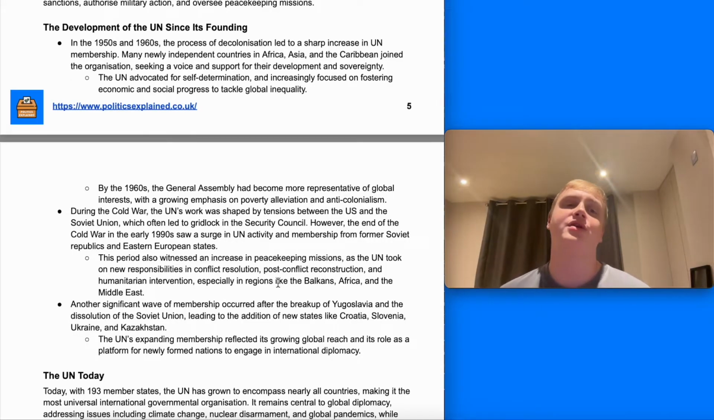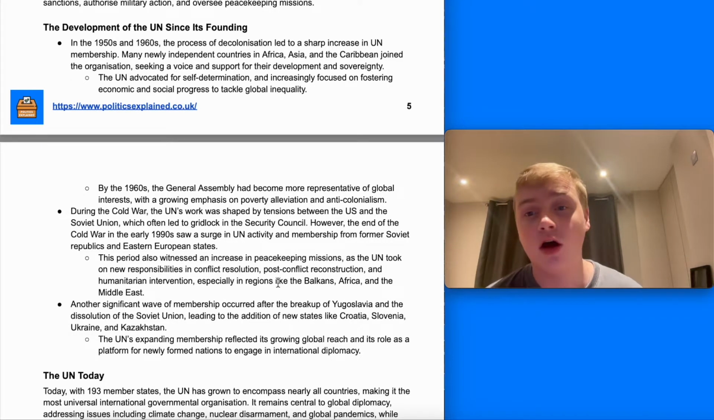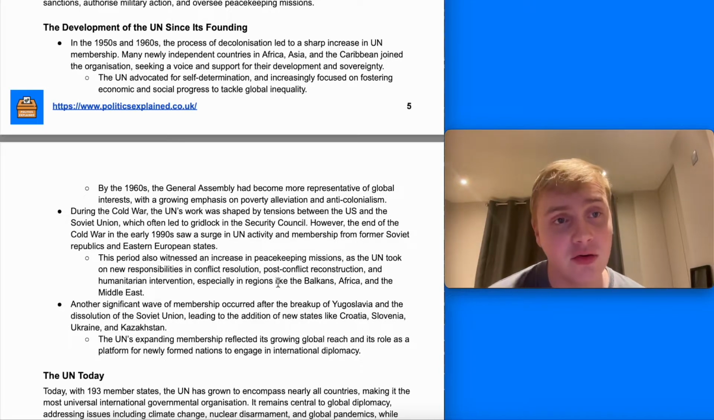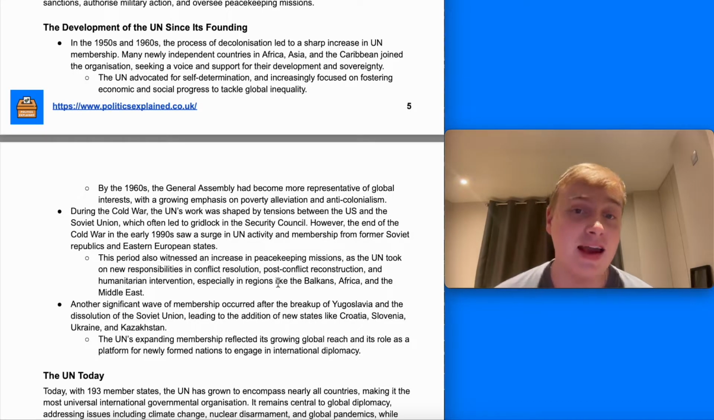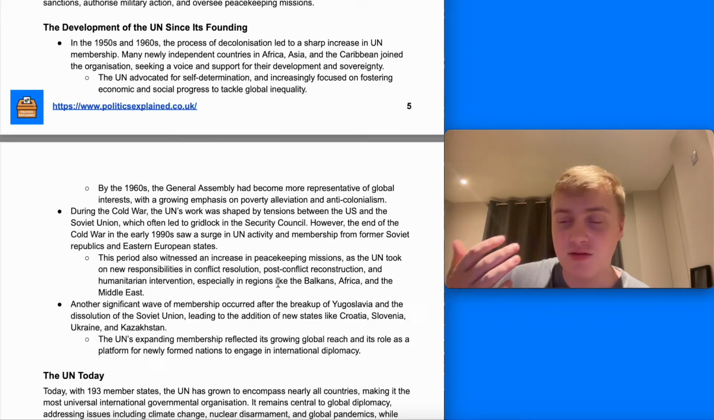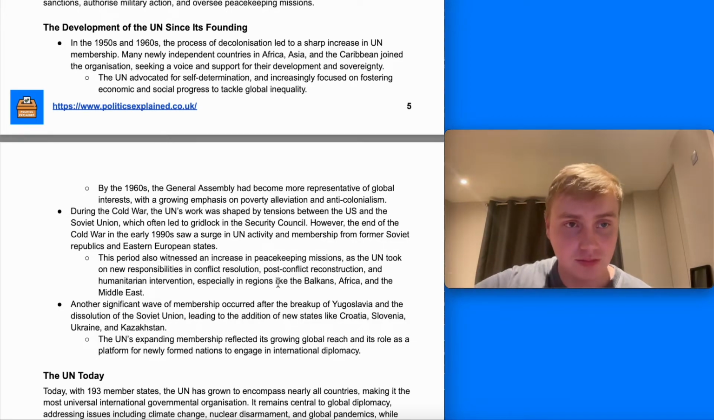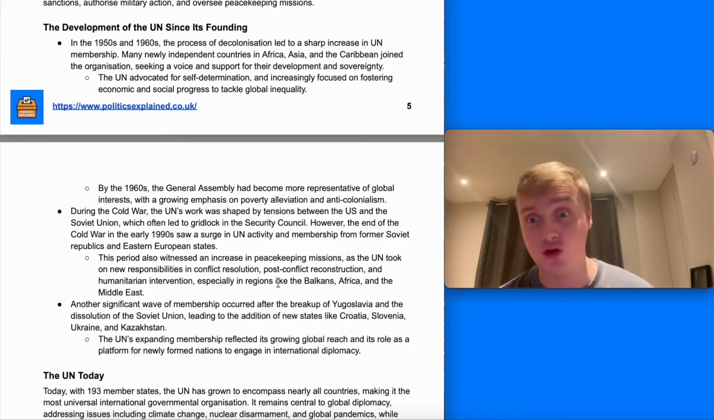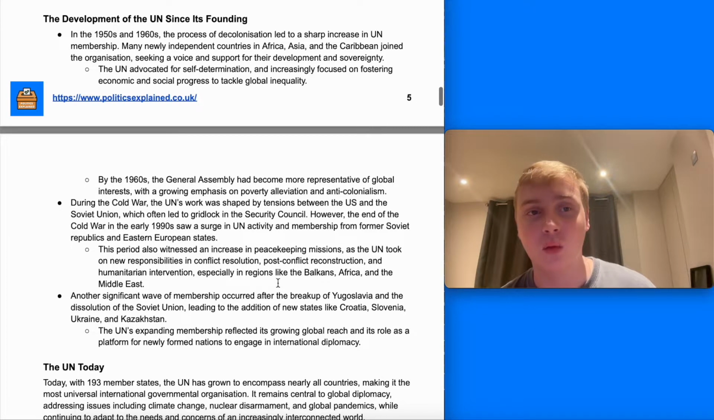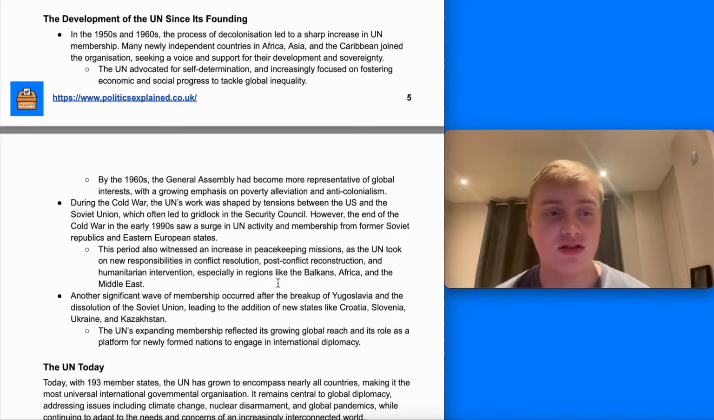If we look then at the development of the UN since its founding, so in the 1950s and 60s, the process of decolonisation led to a sharp increase in UN membership, particularly from newly independent African, Asian, and Caribbean countries. So they joined, seeking a voice and support for their development and newfound sovereignty. The UN advocated for self-determination and increasingly focused on fostering economic and social progress to tackle global inequality, as a lot of these countries after decolonisation, due to colonisation and the continued structure and inequality in the world, were a lot poorer than the rest of the world.